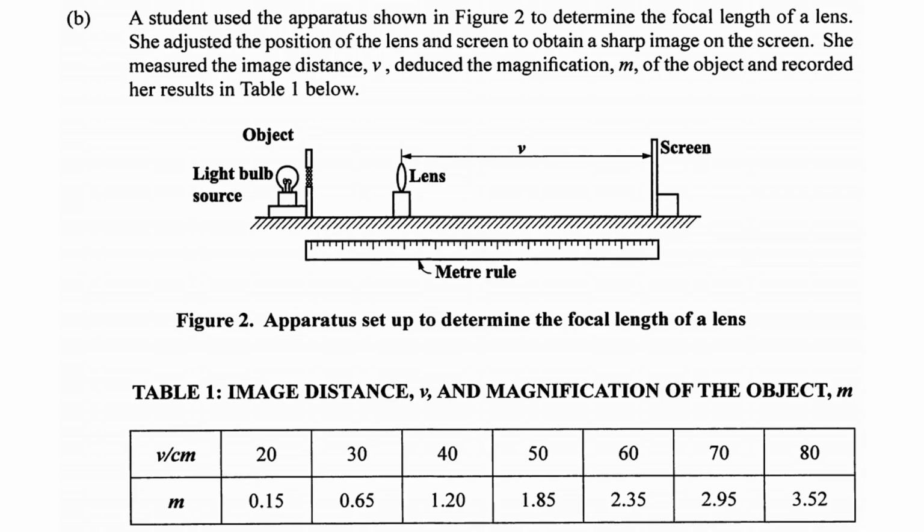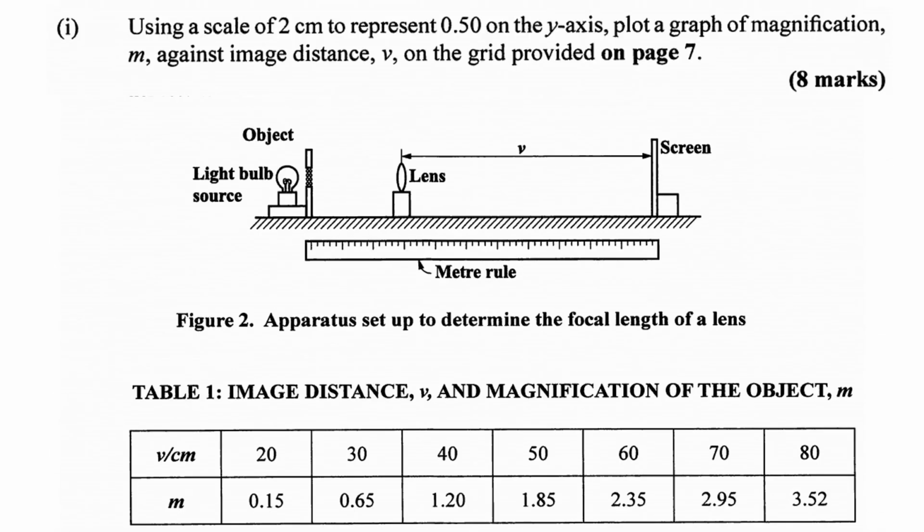below. The table 1 has row headings V in centimeters that go 20, 30, 40 up to 80, and M, which is the magnification, which has no units, and those values are stated as well. If we were to draw a graph of these values using a scale of 2 centimeters to represent 0.50 on the y-axis, what would it look like using the grid provided on page 7 for 8 marks?